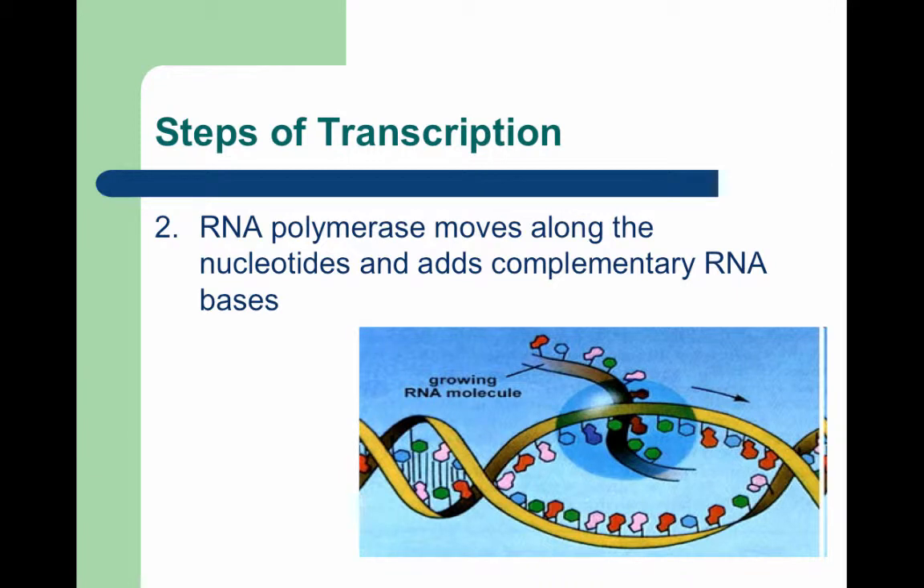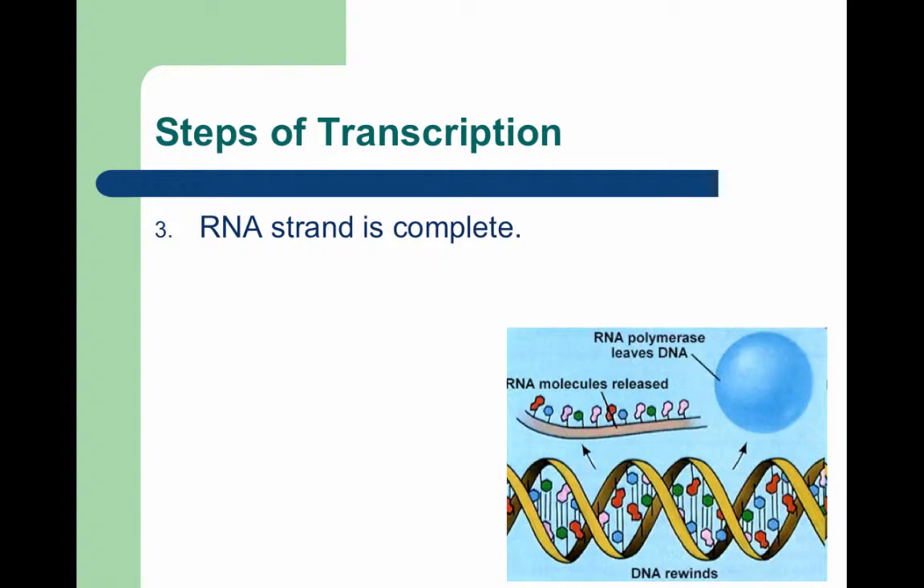RNA polymerase then moves along the nucleotides of DNA and adds the complementary RNA bases. So it takes a strand of DNA and makes a new strand of RNA from that strand. C still pairs with G, but now A pairs with U instead of T. Once the RNA strand is complete, it's now called mRNA.